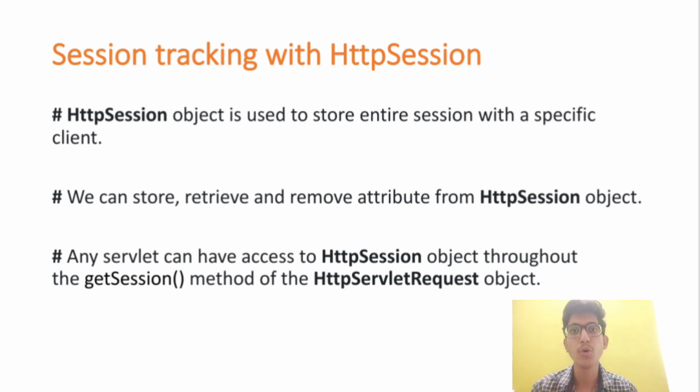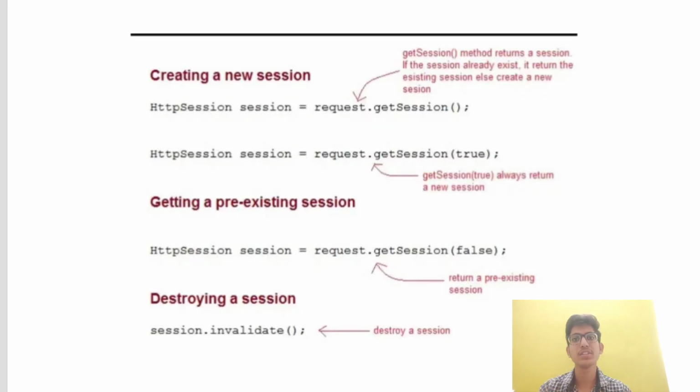Any servlet can request HTTP session object through the getSession method of the HttpServletRequest object. To create a session, we just have to write HttpSession, which is our interface, then session name is equals to request.getSession. The object will be provided by the Tomcat. The getSession method is used to return the session.